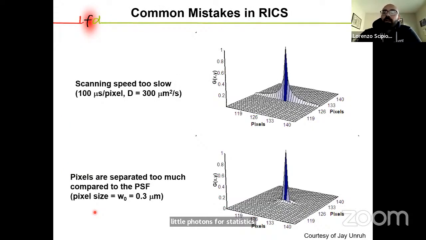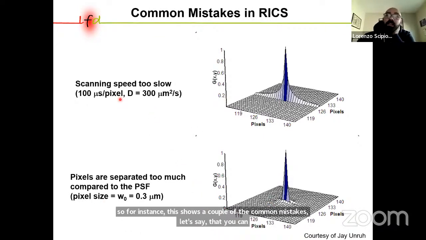What I like about correlation techniques is that if you look at enough of them, you can start just looking at the function and see if your experiment was done right and start getting some sense of how to improve it. So for instance, this shows a couple of common mistakes that you can make when you do RICS.